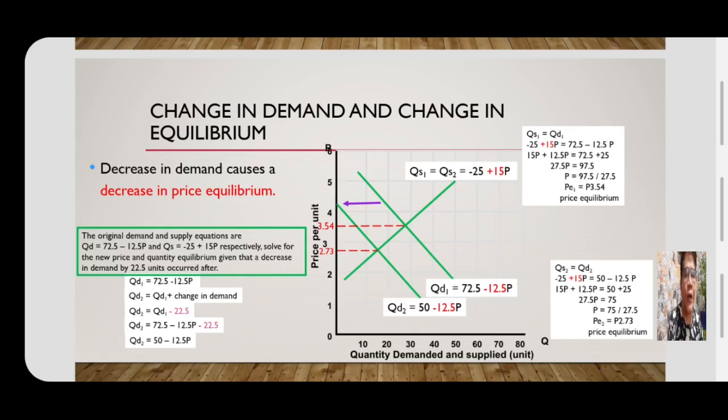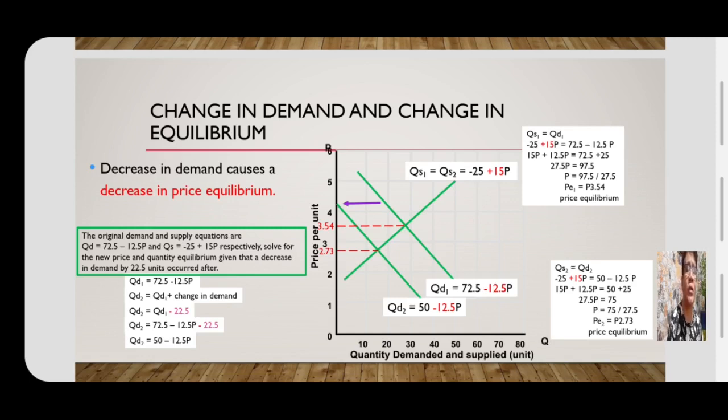So what about the new price equilibrium? The new price equilibrium is between QS2 and QD2. And to equate QS2 to QD2, we have negative 25 plus 15P equals 50 minus 12.5P. And again, by simplifying, we can arrive at the P value of 2.73. And the 2.73 is the new price equilibrium. So we have the original price equilibrium, and we now have the new price equilibrium.